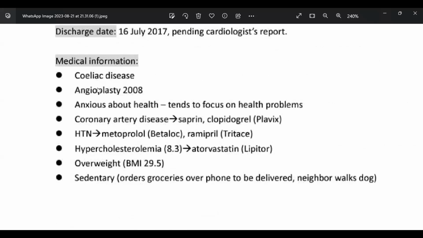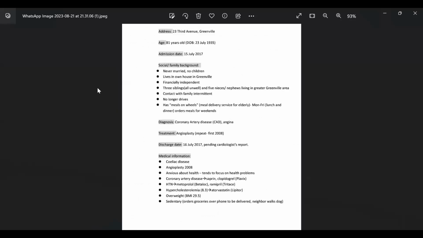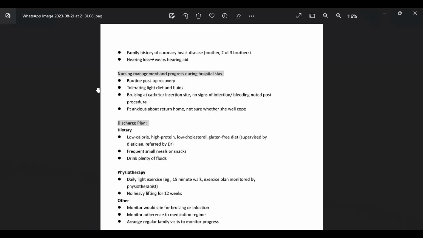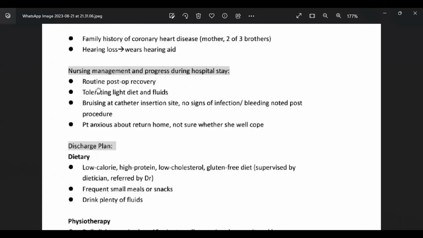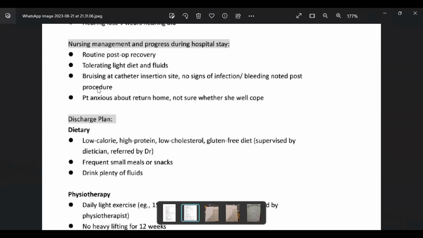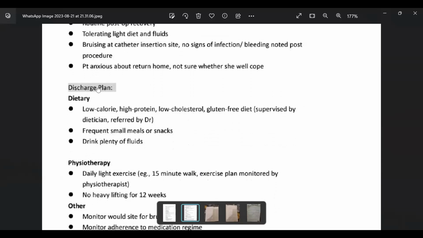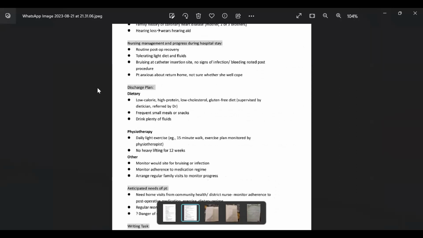We just have to see that the patient was insured for medicine compliance. So we have to write down this information with reference to medicine. A sedentary lifestyle can be explained. As for family history, there is no need to mention it. Hearing loss can be written anyhow. Then you can see that there is a routine post-operative recovery. However, there was bruising, so it can be written area-wise. Area-wise means that after writing the introduction, we can write down the nursing management and then separately the discharge plan.